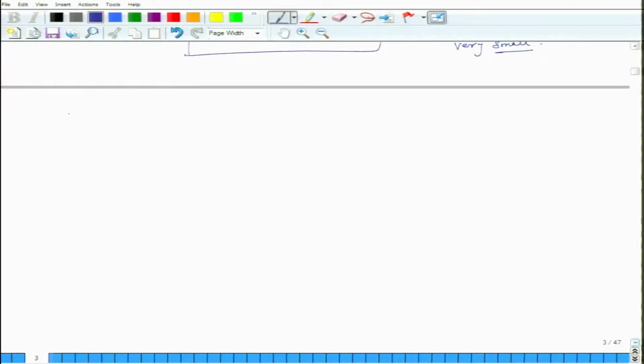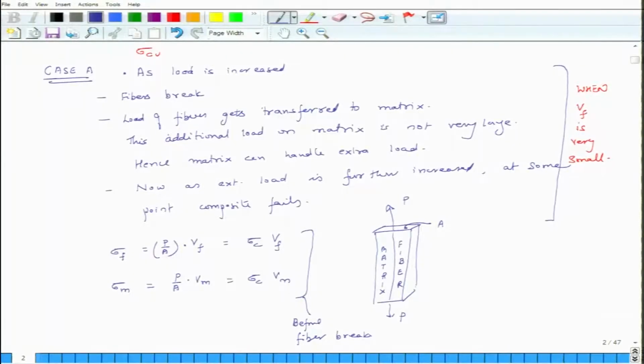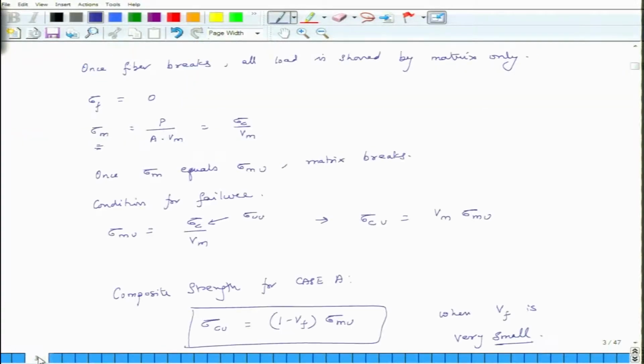So, we will now do case B. In case A, what did we say? We said that as load is increased, initially the fibers are going to break, the load of the fibers gets transferred to matrix, and this increase in the load of matrix is not sufficiently high. So, matrix can handle the extra load. So, I can still further increase my external load, and as I increase it beyond a threshold, the matrix also fails. In case B, that is not the situation.